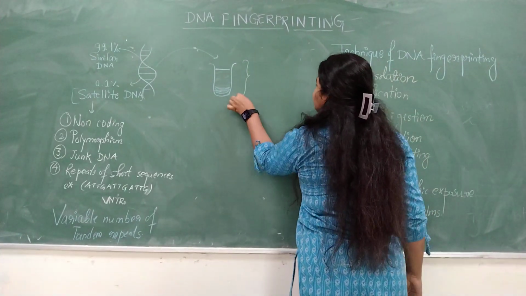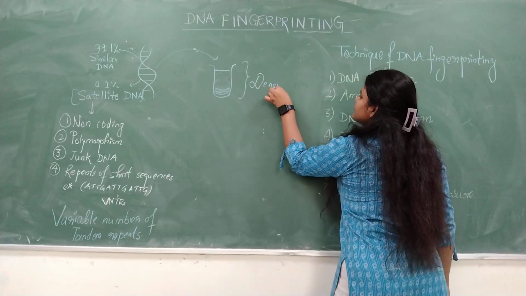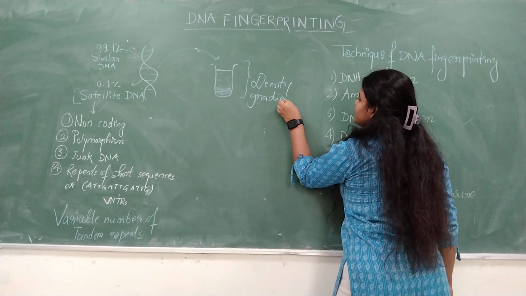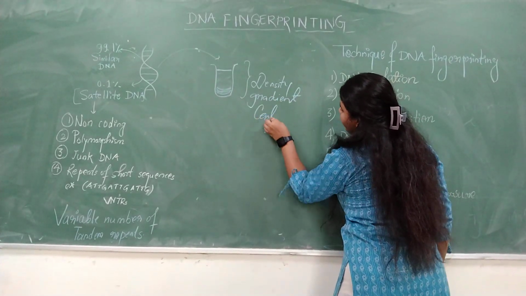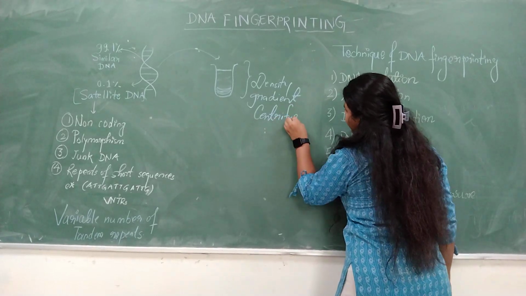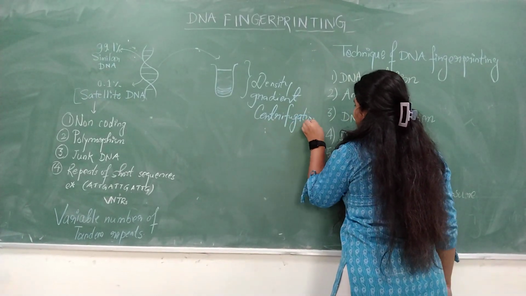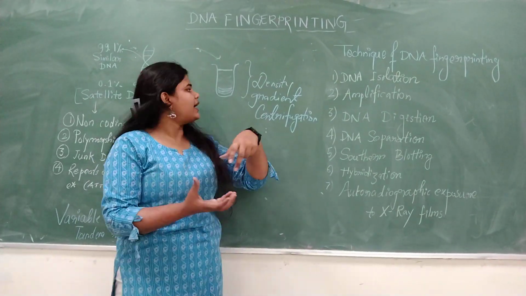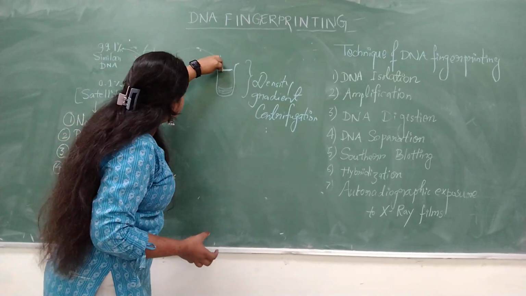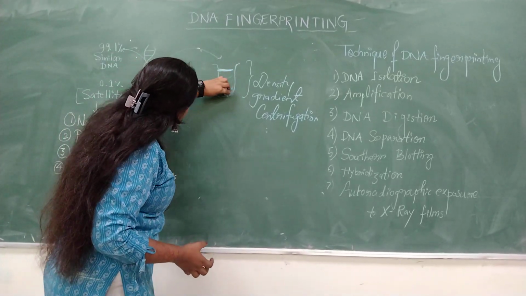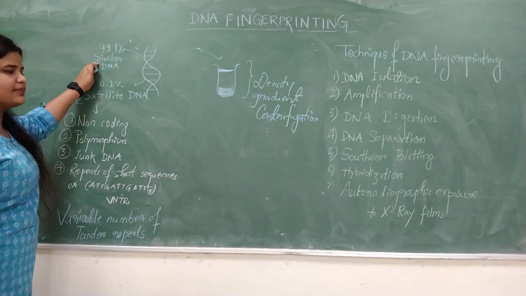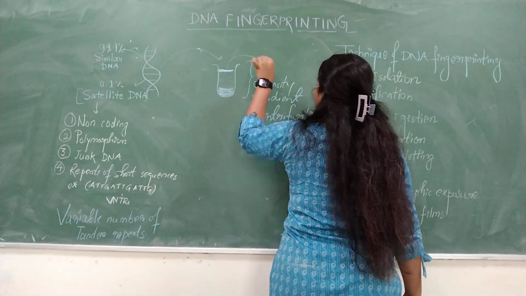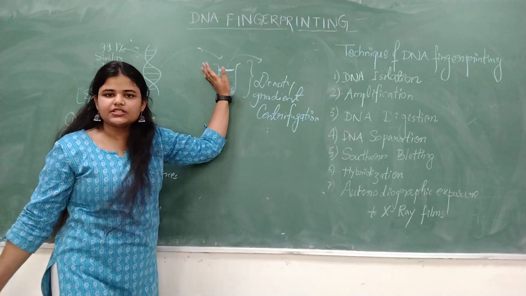And how can it be achieved? By density gradient centrifugation. Centrifugation means we will spin it in the machine and it will separate the light DNA and the heavy DNA. Heavy DNA is the similar DNA and the light DNA is the satellite DNA. We will extract it from here. So DNA isolation is done.